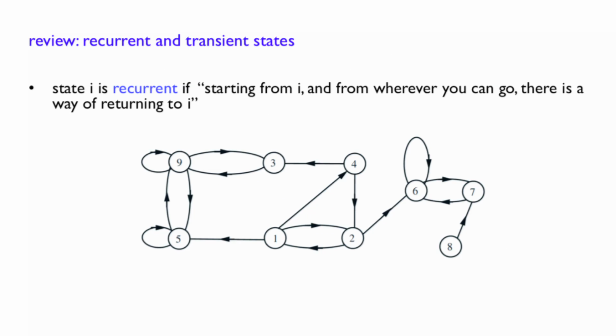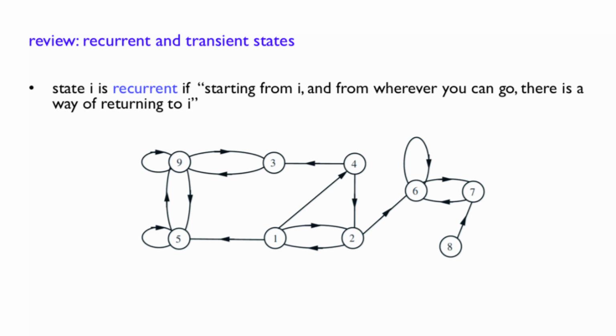The other thing that we discussed in the last lecture was a classification of the different states of a Markov chain into different types. A Markov chain in general has states that are recurrent, which means that from that recurrent state you can go somewhere else, and then from that somewhere else you can always come back to it.